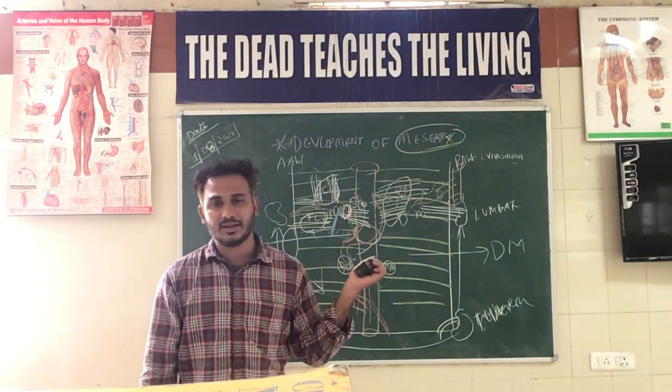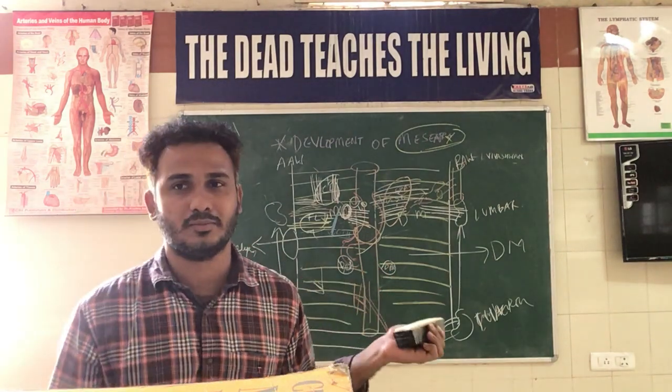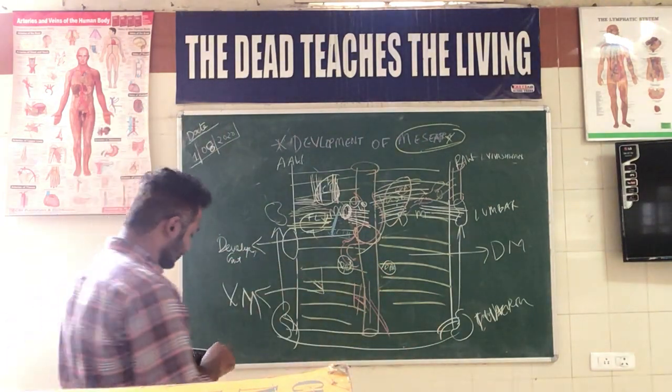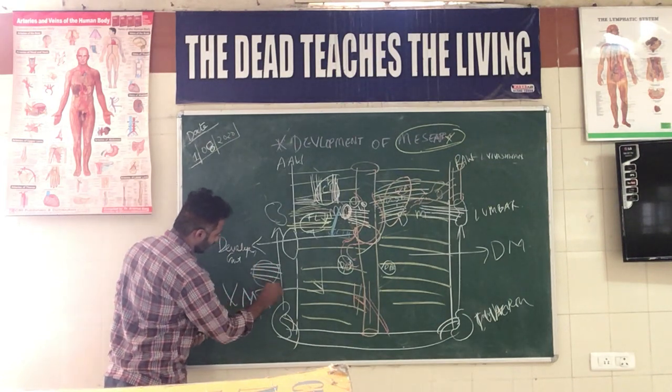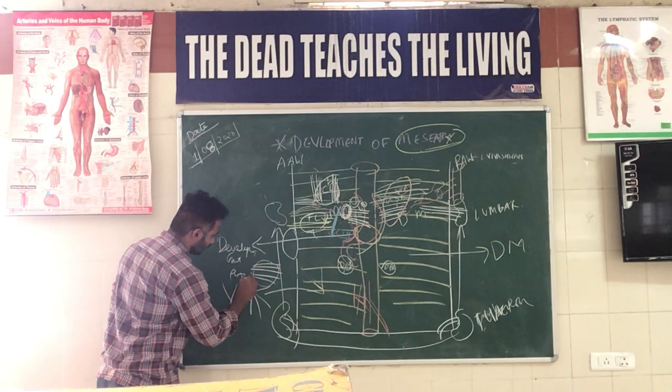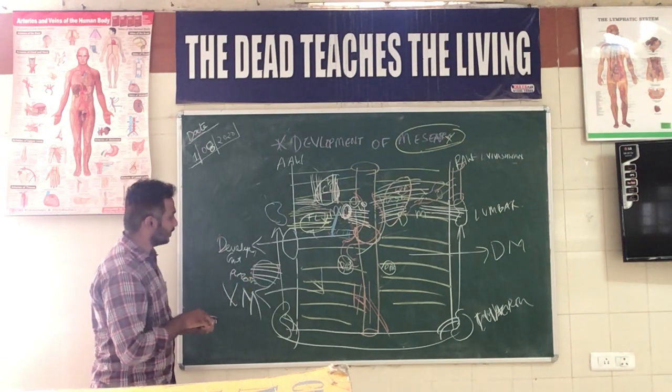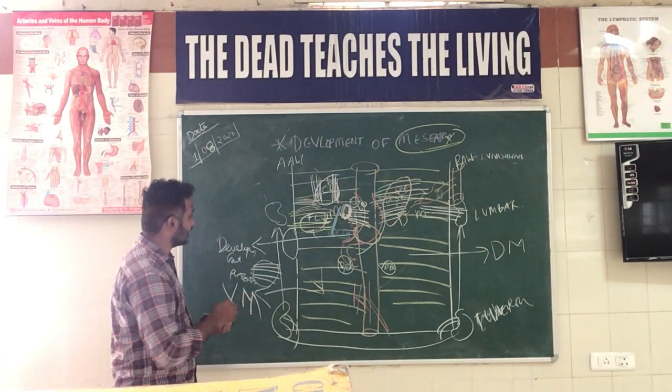This ligamentum teres hepatis is not at all related to the peritoneum. Actually, during embryological development, we have a placenta. From this placenta, there will be something called the umbilical vein.